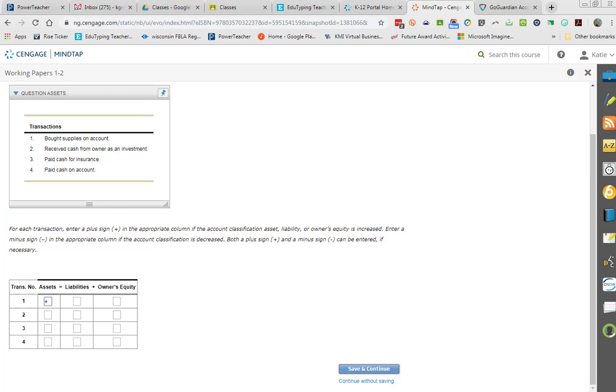Work together. Working papers 1-2. Now, that is one account. Is my equation in balance? No, the left side went up. Now, what's the rest of this transaction? We just dealt with bought supplies, right? I broke down that sentence, bought supplies, supplies going up. Now I'm left with on an account. On account. What does that mean to a business?